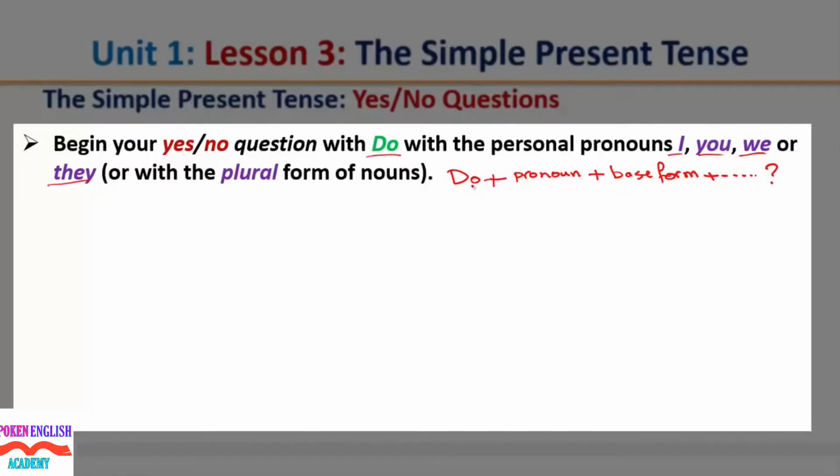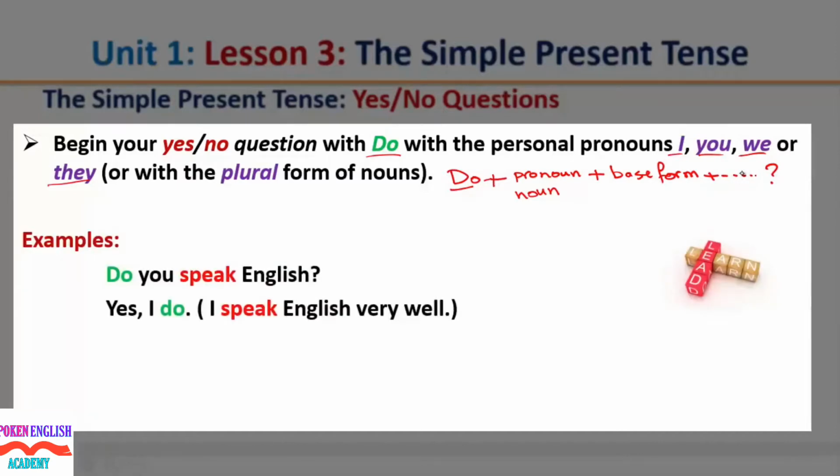So again, we start with do plus the personal pronoun I, you, we, or they, or with a plural noun, for example, students, schools, plus the base form of the verb and then complete your question. Examples. Do you speak English?